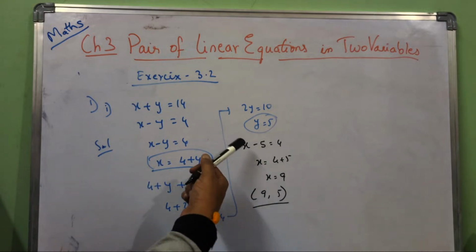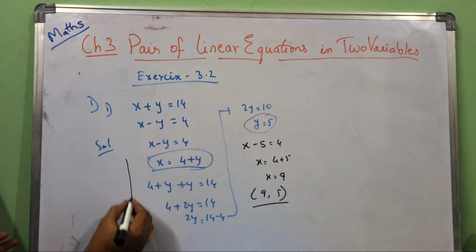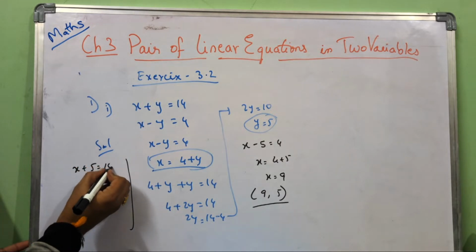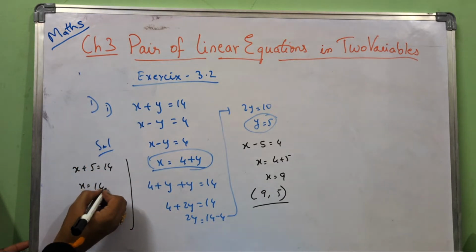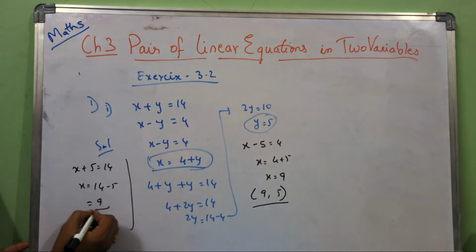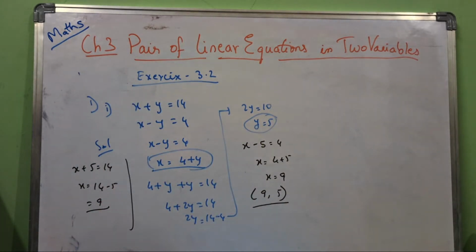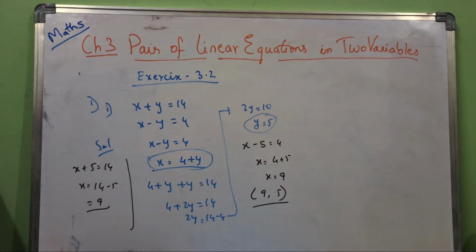If you want, you can also try with the first equation. I'll show you that. So the y value is 5. So x plus 5 equal to 14. x becomes 14 minus 5. Here also it is 9. So it's not mandatory to use any particular equation. Once you get one value, you can solve it using any equation to get the other value. So hope it is clear. Let's move to the second part.